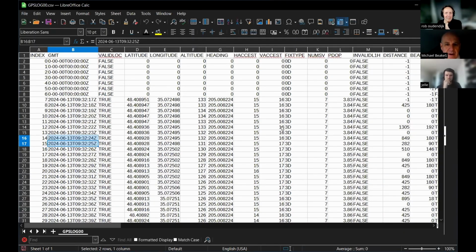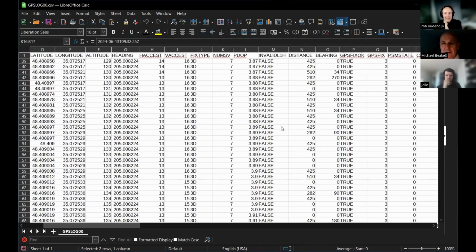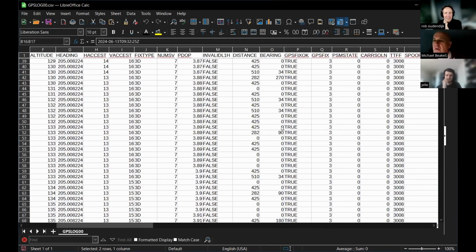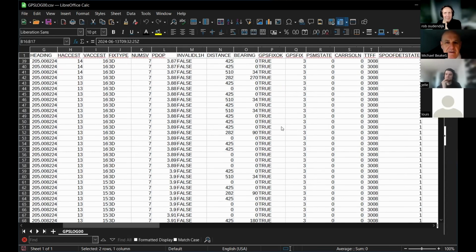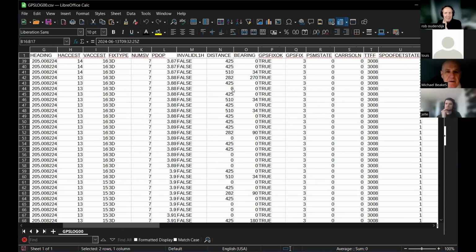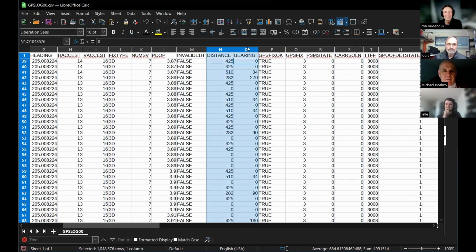One of the things I did add to my intermediate library: you have the uBlocks Connect library and the Teensy GPS library, and then I have an intermediate library that interfaces to that. One of the things I added to this data is these two columns, distance and bearing. That is the immediate distance and bearing between the last 2 points.